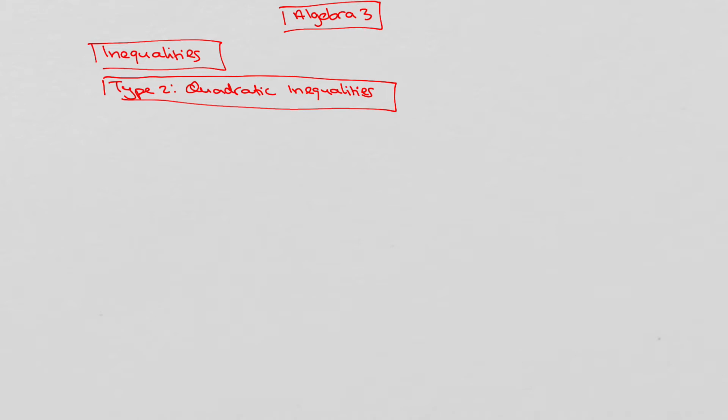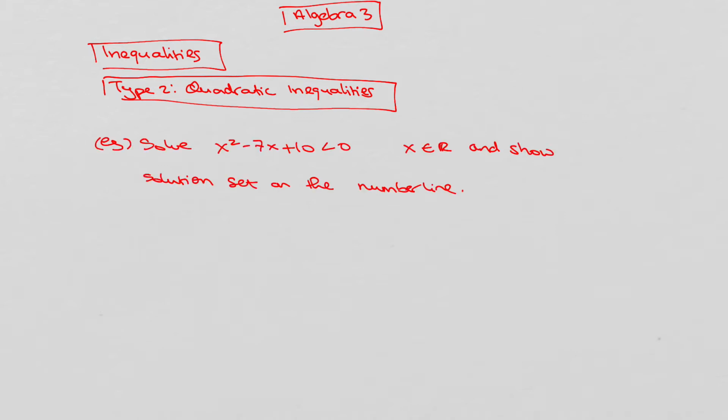We're taking it one step further, and we have to make sure that we do not leave our answer in the form of x equals, which often happens. So our first example: solve x squared minus 7x plus 10 less than 0, where x is an element of the real numbers, and show the solution set on the number line.